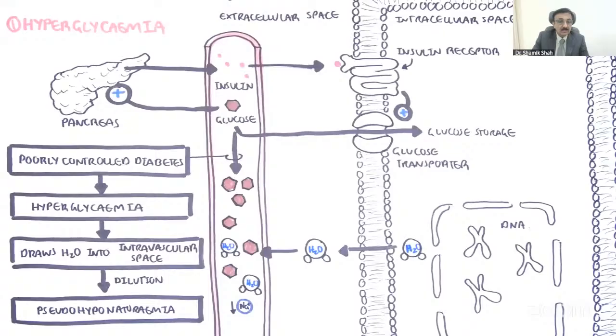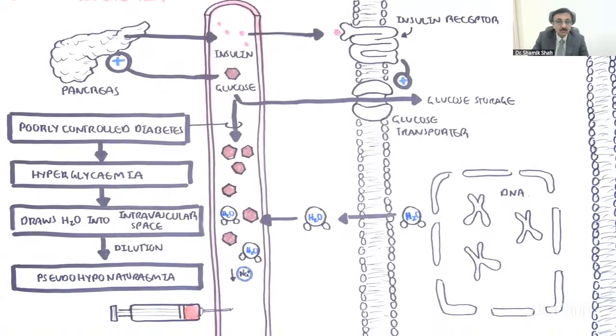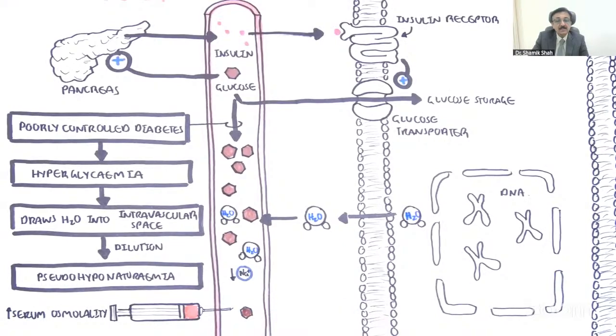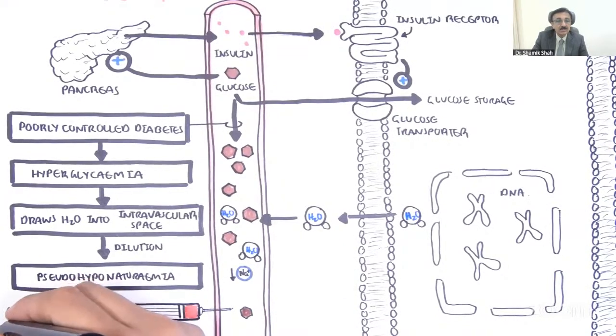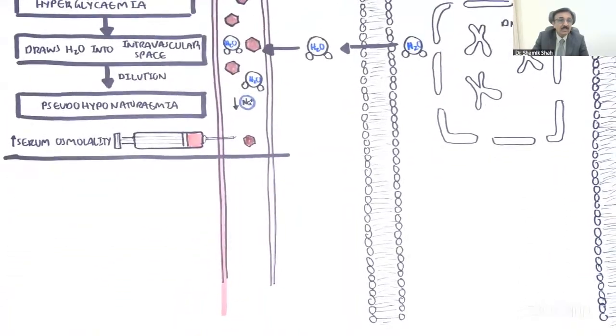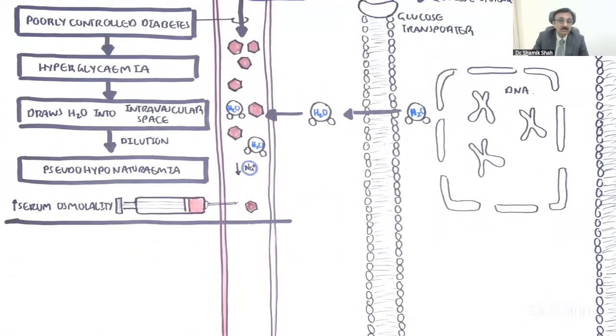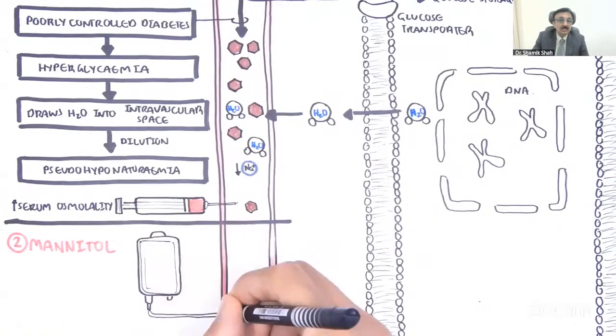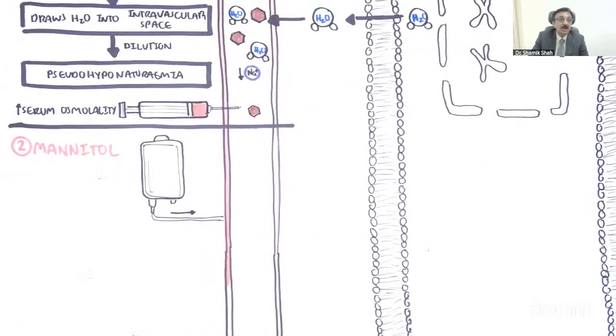So when we look at the vascular space, a lot of water moves from the interstitium into the intravascular space and causes hyponatremia. Here in this, when we measure the serum osmolality will be higher because the glucose, which is an active osmol, increases the osmolality of the fluid. So that is an important cause of pseudohyponatremia.